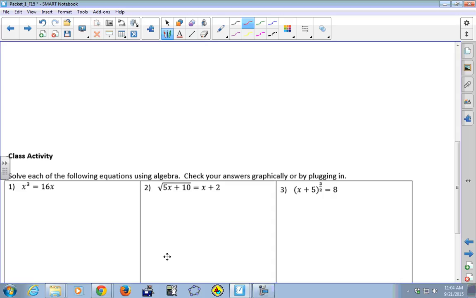No, they're not all, because for a polynomial equation, the exponent has to be 0, 1, 2, 3, 4, 5, 6. It has to be a positive integer. Okay, so this one doesn't have an integer. It has a fraction for a power. So not all of them.